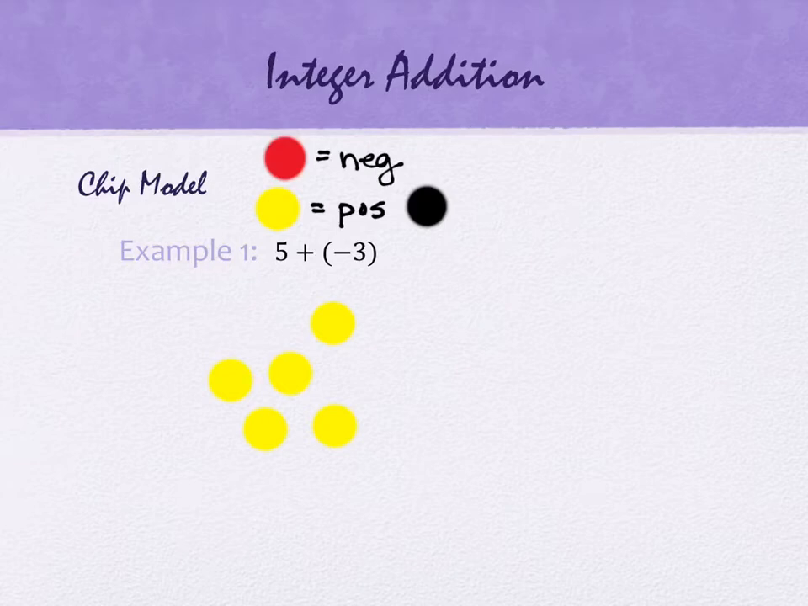And then we need 3 negatives. So we're going to have 3 negative chips, so that's the red ones. Undo that. That wasn't what I meant to do. So we have 1, 2, and 3 negative chips. Okay, everybody good so far?